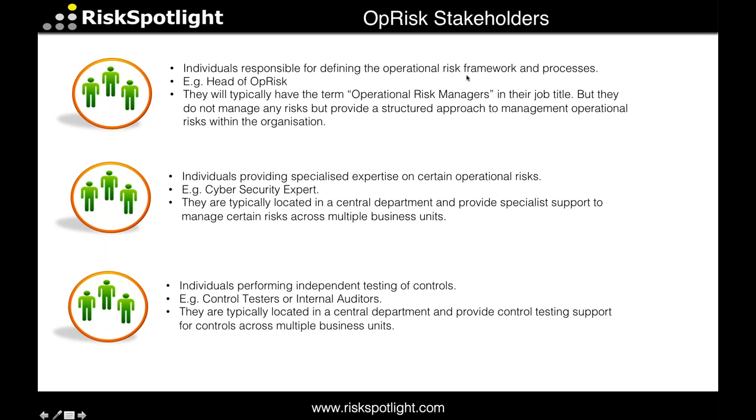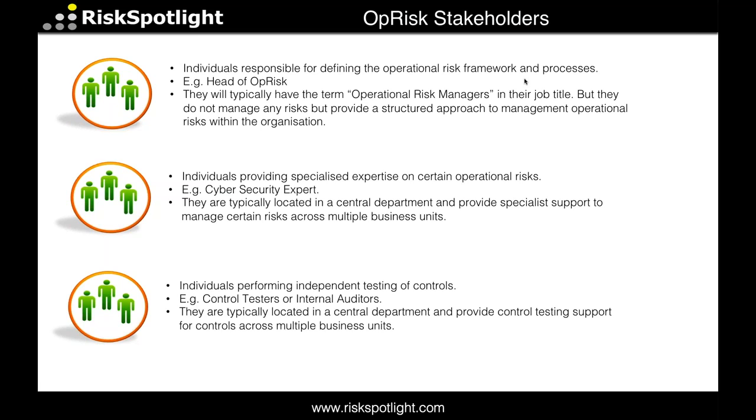Then you have individuals who are responsible for defining the operational risk framework and processes. So this is the question earlier, I think Khalid asked about, in terms of who defines the likelihood and the severity and how we have to do risk analysis. So it's generally this stakeholder, the central group operational risk team.